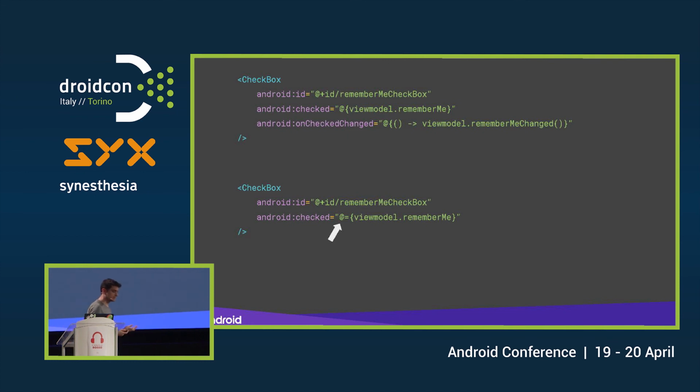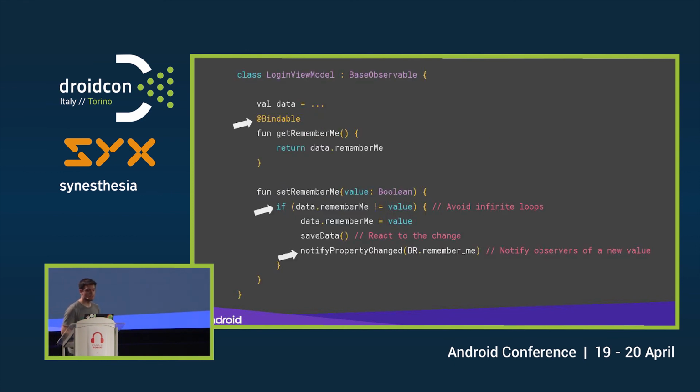Remember me change is going to be called. So this is two ways, but it's just one way. It's just like two different binding adapters. Now, the idea behind two-way data binding is that you do this with just one attribute. So we can use checked and the new format for two-way data binding, which is @equals and then the curly braces. Now, this is actually straightforward for a checkbox.